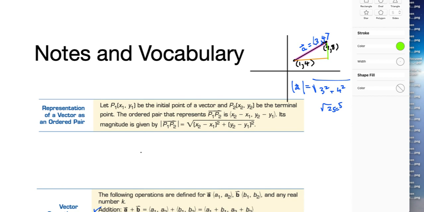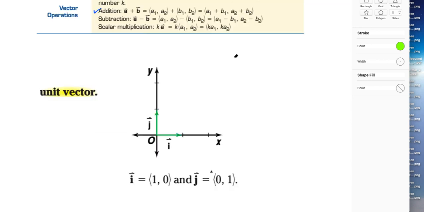Okay, let's look at a couple other things. One more vocabulary term we need to look at is the unit vector. The unit vector is considered a vector with a length of 1, with a magnitude of 1. So the unit vector, as we have it here, can be aligned with the x-axis or the y-axis. When we talk about the unit vector in reference to the x-axis, a horizontal unit vector, we refer to that as the i vector. And when we have a vertical unit vector, that's j.